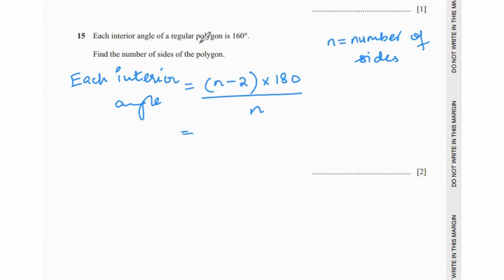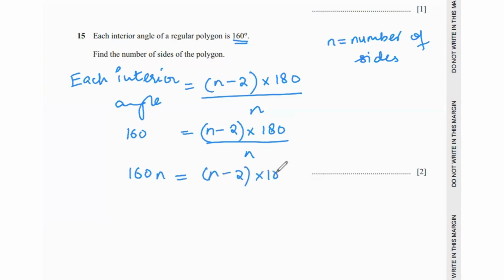So it's a regular polygon and they've given us the interior angle. What they want us to do is find the number of sides. So 160 equals n minus 2 times 180 over n, cross multiply. So 160n equals n minus 2 times 180. We expand the bracket. So that's going to be 180n minus 360.